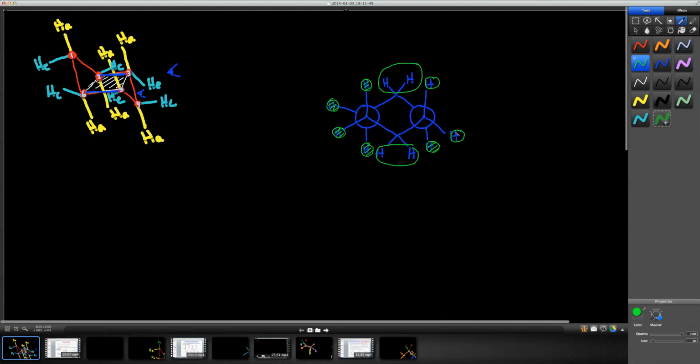And so this is the Newman projection of the most stable conformation of cyclohexane, a conformation that we refer to as the chair conformation. Now there is another important conformation of cyclohexane. It is much higher in energy, and we call this conformation the boat conformation.